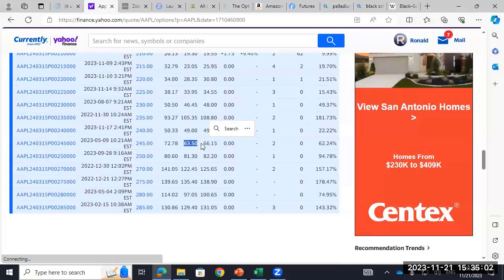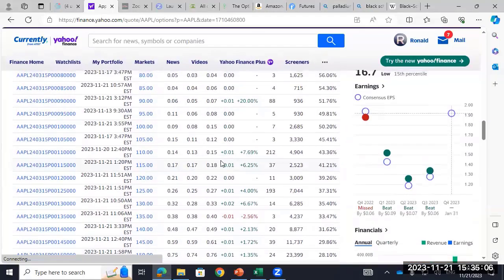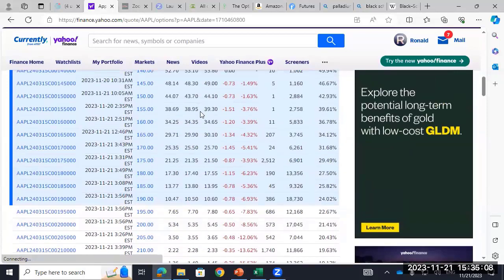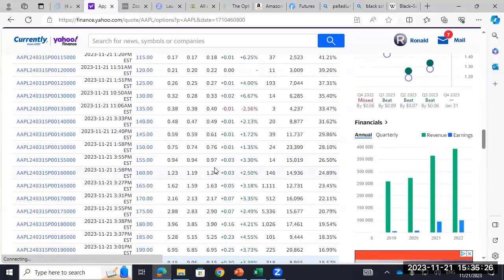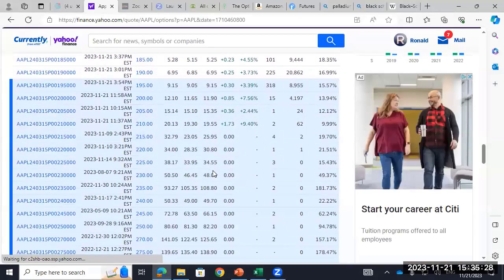What do you think about the underlying? What do you think happens? If Apple were trading for 210, what would happen to these call option prices? It would go up, wouldn't they? If Apple's trading for 210, you've got an option at 210, that's going to make it much more valuable. What about the put? What happens to the put value if the stock price goes up? It's going to make it worse.